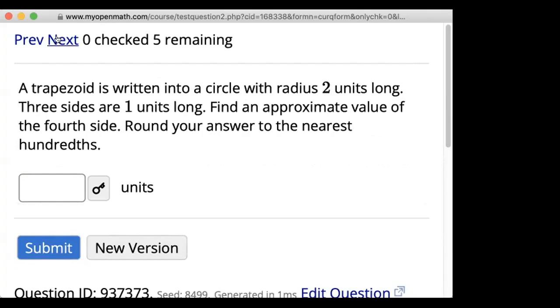So next up, we have a trapezoid that's written into a circle with radius 2 units long. You know, there's something about trapezoids that are sitting in a circle. They are always symmetrical. If you think about it, before we start the problem, the three sides are 1 unit long, the radius is 2 units.